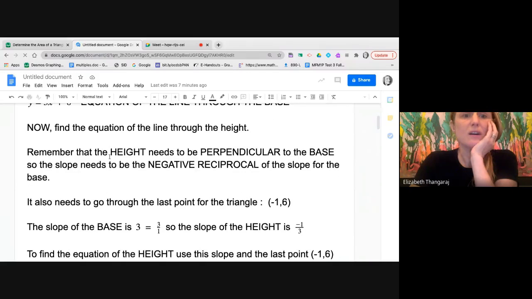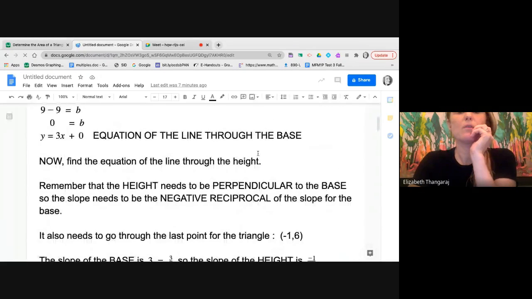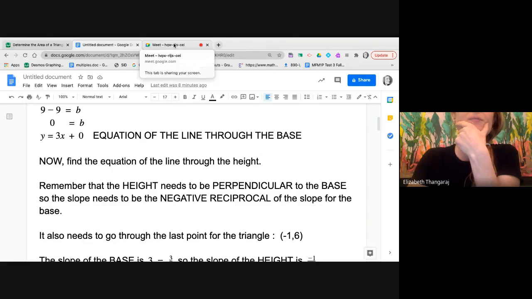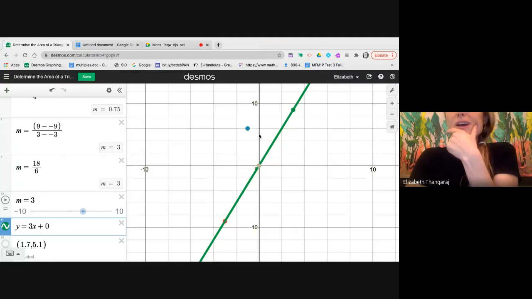Okay, so now I want to find the equation of the line through the height. So remember that the height needs to be perpendicular to the base, so the slope needs to be the negative reciprocal of the slope for the base. Also, the height needs to go through that last point on the triangle. So far, we've used -3, -9, and 3, 9. We haven't used this -1, 6. So I want to find the equation for the line that is perpendicular to the green line, but also goes through this blue point, which is -1, 6.